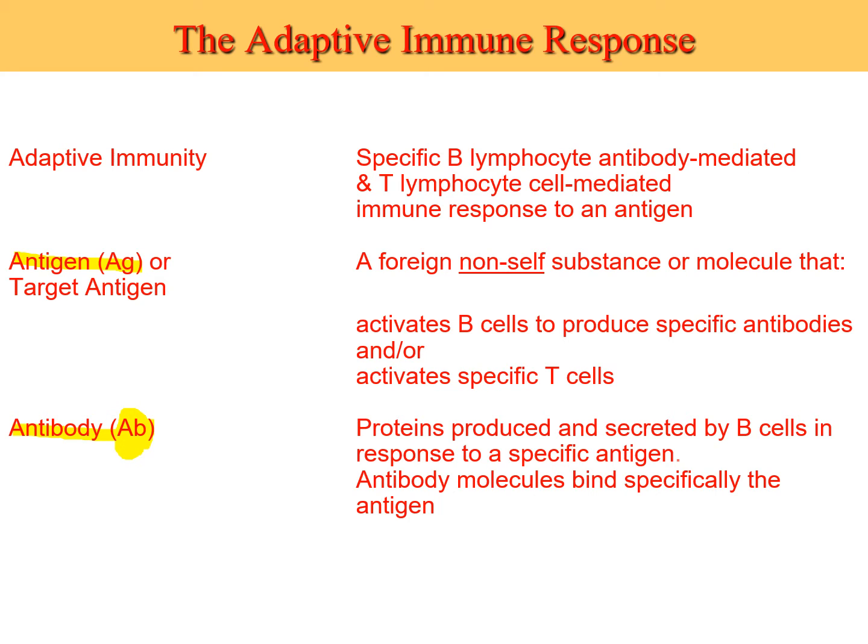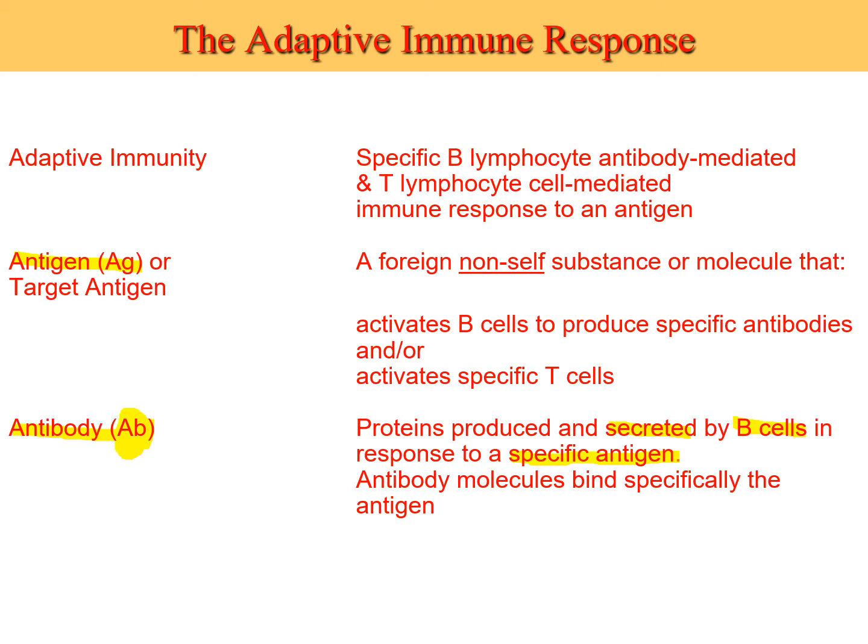Now these molecules, antibody molecules, are proteins, and they're produced by B cells. They're on the surface of the B cell. And in response to binding of the antibody molecule on a B cell to its specific target antigen, the B cells will multiply. Those particular B cells with that particular antibody will multiply and start secreting the antibody molecules.